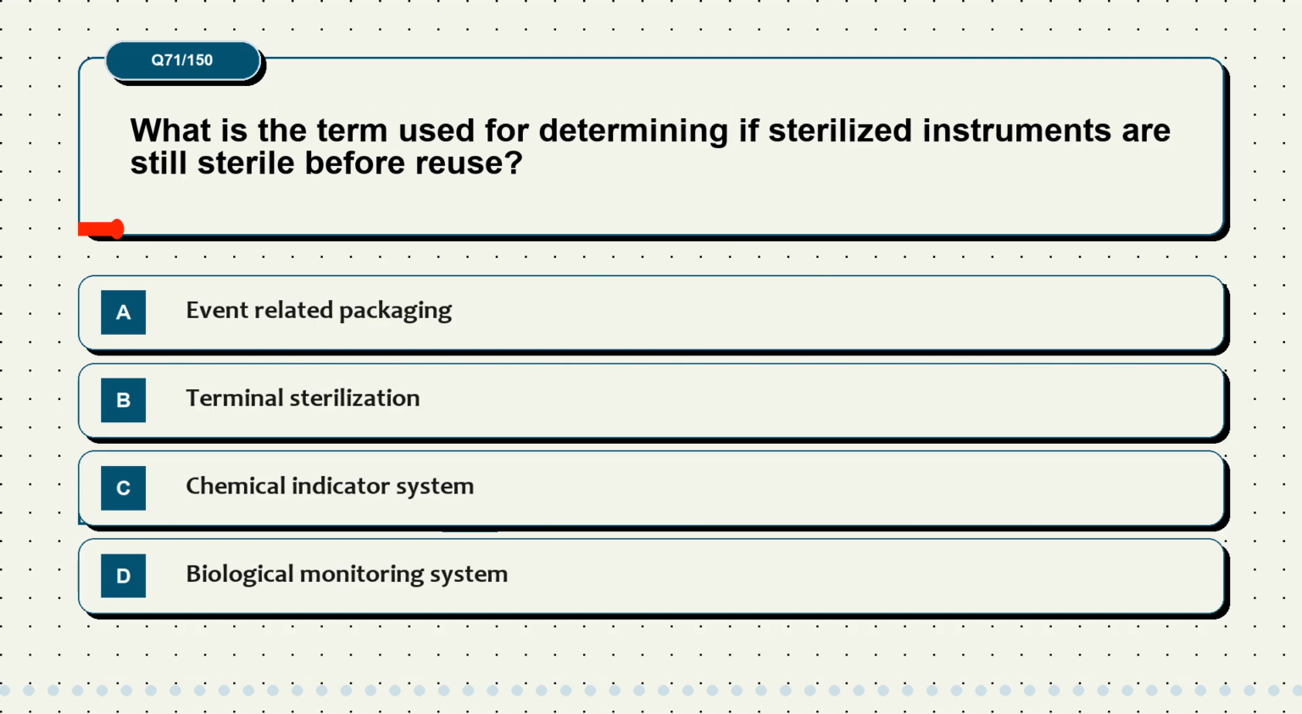Question 71. What is the term used for determining if sterilized instruments are still sterile before reuse? Here are the options. Option A. Event-related packaging. Option B. Terminal sterilization. Option C. Chemical indicator system. Option D. Biological monitoring system.